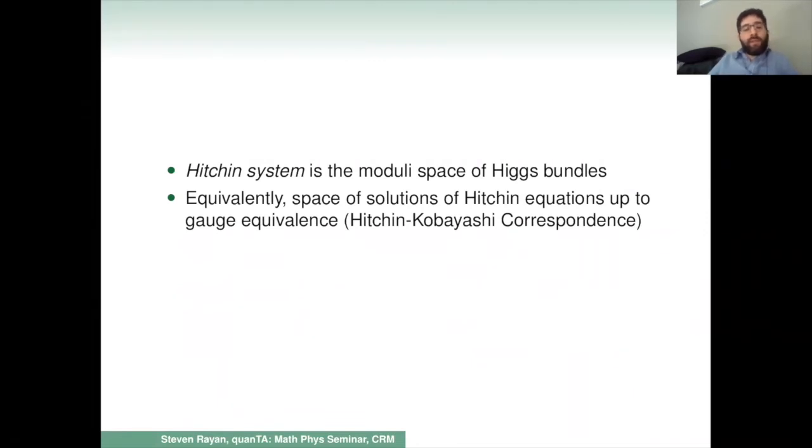Well, this theorem is also telling us that there's an equivalence between two moduli spaces. So I would define the Hitchin system to be the moduli space of Higgs bundles taken up to isomorphism, or maybe I should say the moduli space of semi-stable Higgs bundles. And that is equivalently, by the theorem that we just mentioned, the space of solutions to the Hitchin equations up to gauge equivalence. And so this is a single moduli space which I can view in an algebraic way, or if you like, in a more differential geometric or gauge theoretic way. And the correspondence between these two points of view is sometimes referred to as a Hitchin-Kobayashi correspondence.